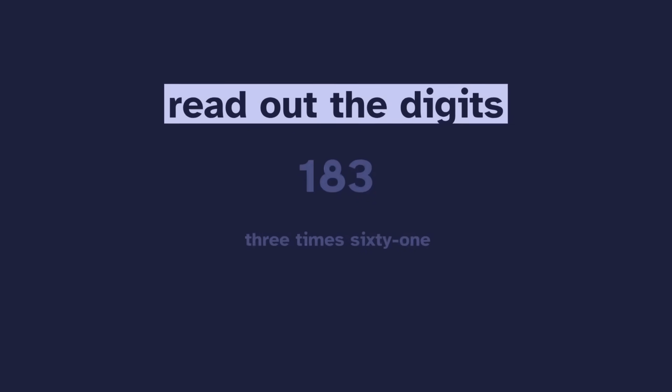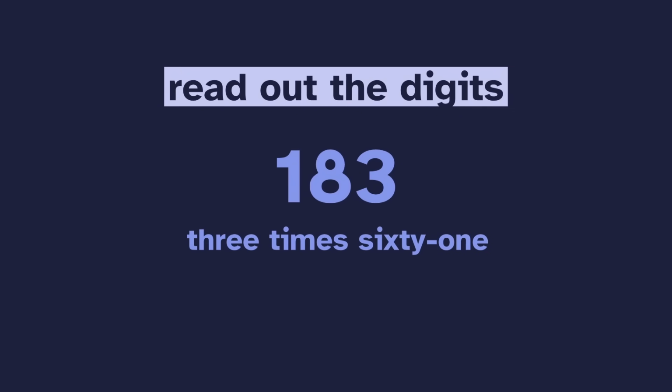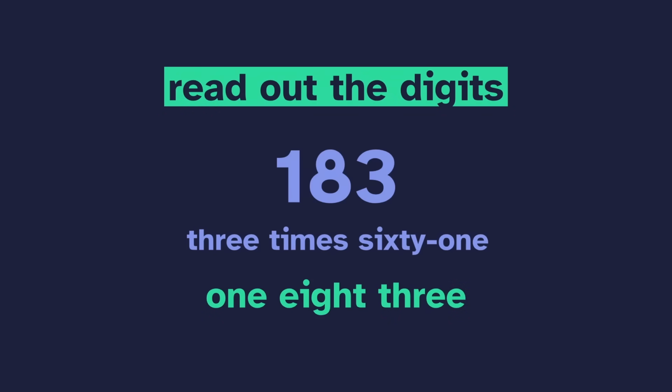A lot of other people said we should just read out the digits. Instead of 3 times 61, we could say 183. That makes sense. It's fast and straightforward. But there are 2 reasons why I think we shouldn't do this. Wait, what are the reasons?